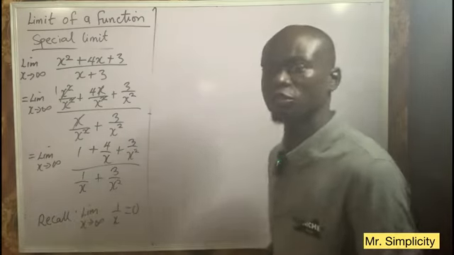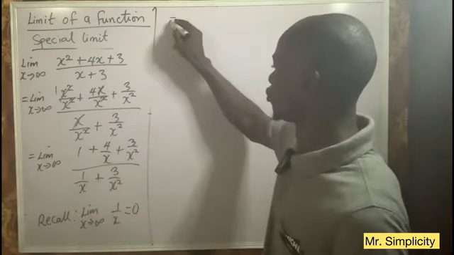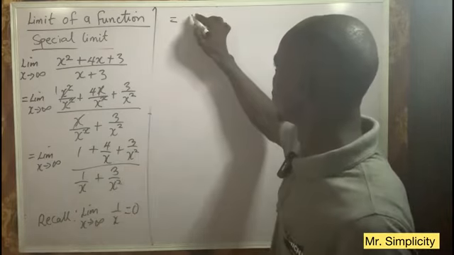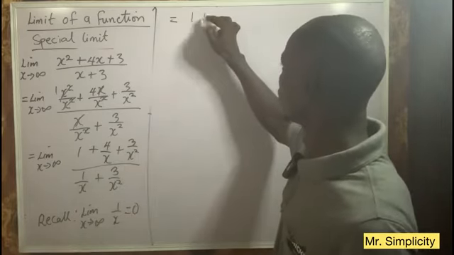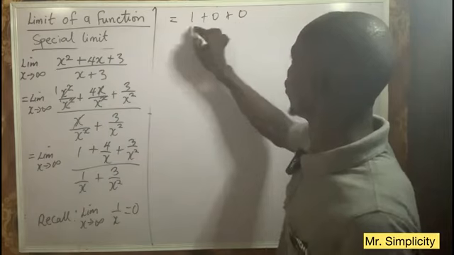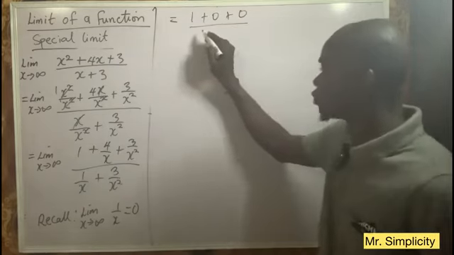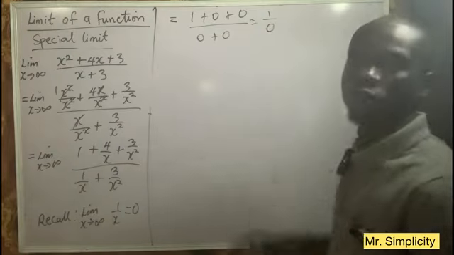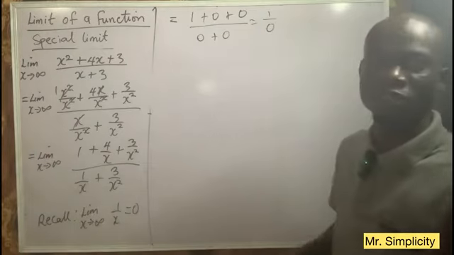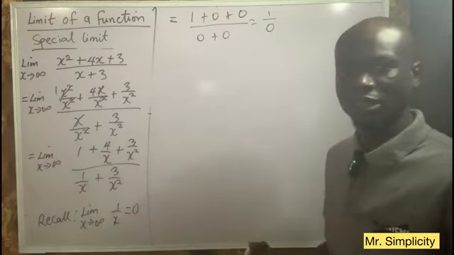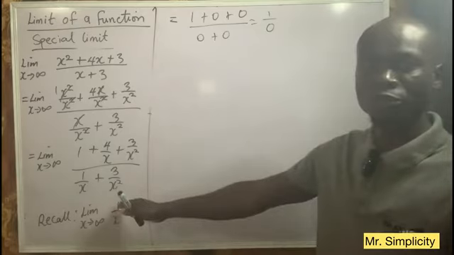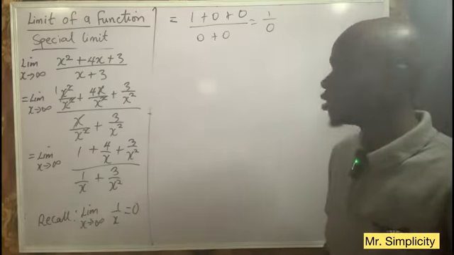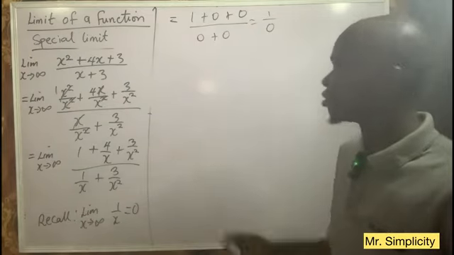So if 1 over x is 0, it means I can go back to the question where I stopped here. And I still see x, I put 0. This will be 1 plus 0 all over 0 plus 0. So I have 1 over 0. As usual, this is a case we don't want to see. So since we are seeing it, we have done our best possible to simplify the expression. We are still having 1 over 0, which is undefined. It means the limit doesn't exist.